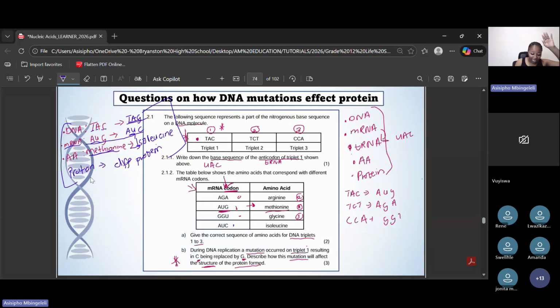So then you tell us, resulting in a different protein formed. It's either you say different or new protein formed. That's your 3 marks. We are not skipping these questions. We are answering them, and correctly so.